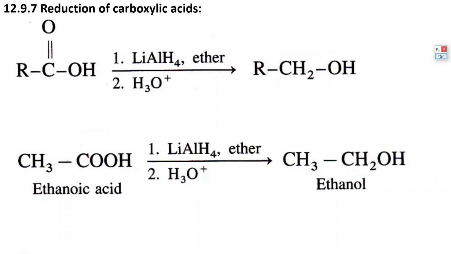The question on this reaction will be asked in the board exam like this: how will you prepare ethanol from ethanoic acid or acetic acid, or convert acetic acid, ethanoic acid, into ethanol, or what happens when acetic acid or ethanoic acid is treated with lithium aluminum hydride in ether followed by H3O plus. The explanation of this reaction: ethanoic acid, that is acetic acid, when treated with lithium aluminum hydride in ether followed by H3O plus, will give ethanol, that is ethyl alcohol. So this is the reaction.